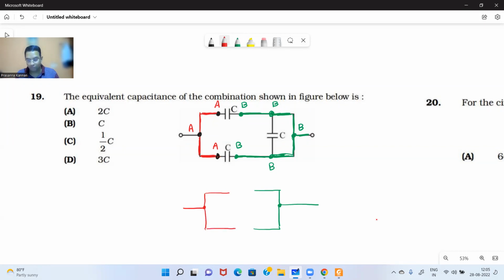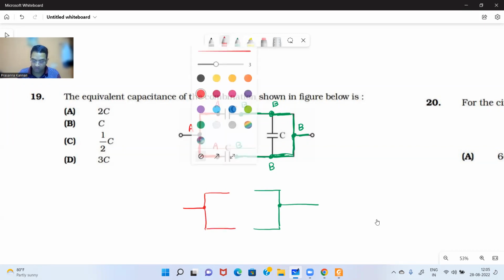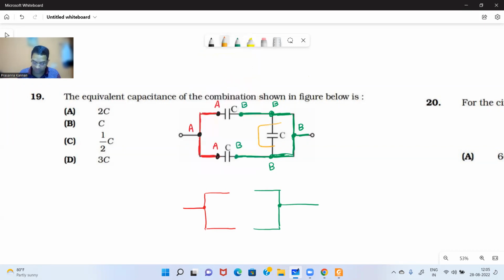Now, what can you tell me about this capacitor? This capacitor is connected between which points? B and B, sir. B and B. So is there any potential difference between B and B? No, sir. No potential difference is there. If no potential difference is there, will there be any charge stored in the capacitor?